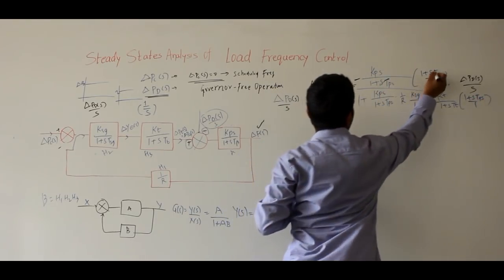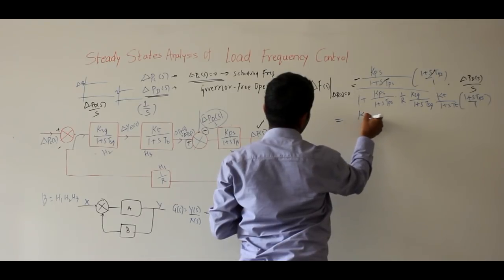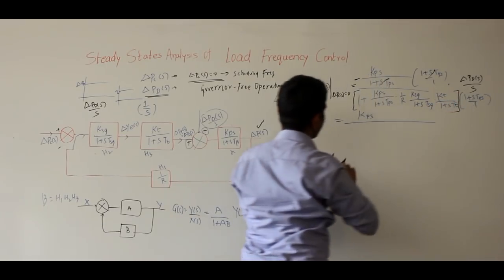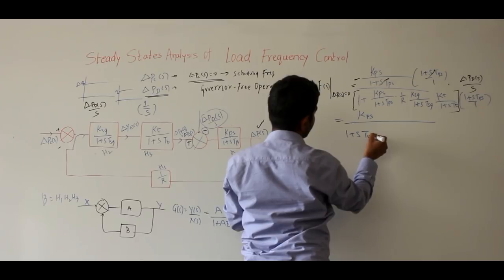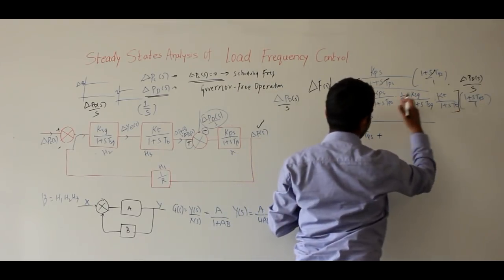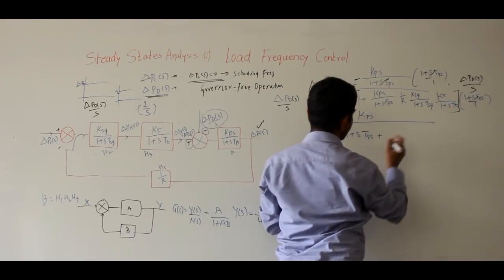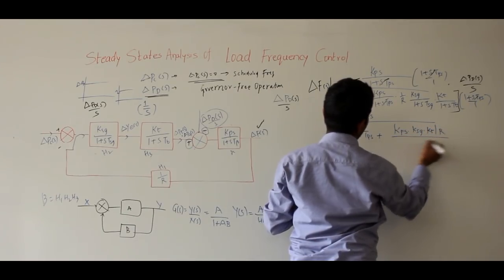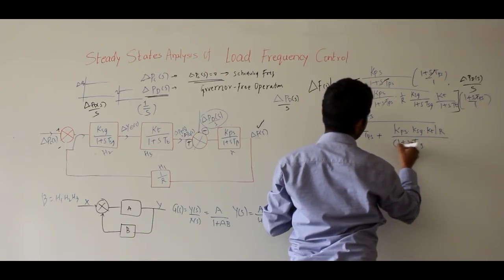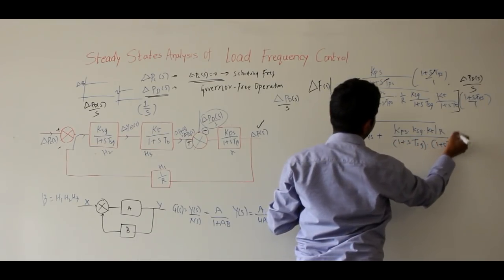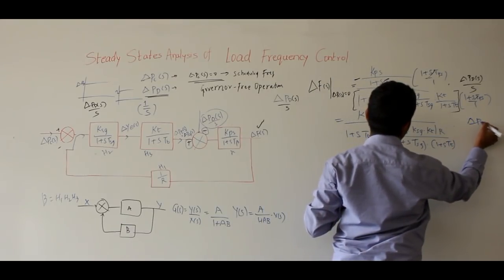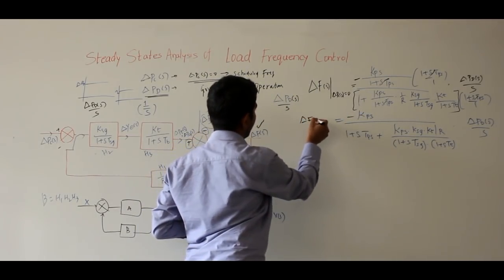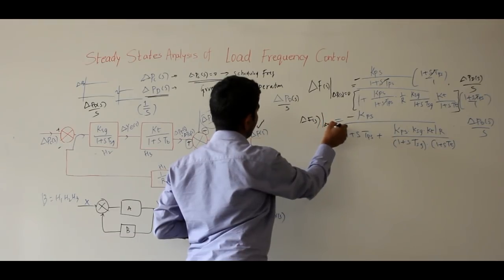So again here, 1 plus S into TPS upon 1. You can see this will get cancelled and we will be having KPS upon, so earlier you are having like this. Now if I multiply this, this will be 1 plus S into TPS plus, if you multiply with this term, your 1 plus S TPS, 1 plus S TPS get cancelled and you will be having KPS into KSG into KT by R upon 1 plus S into TSG into 1 plus S into TT into delta PD of S upon S, and we are having the symbol minus here. So this is delta F of S at delta PC of S is equal to 0.